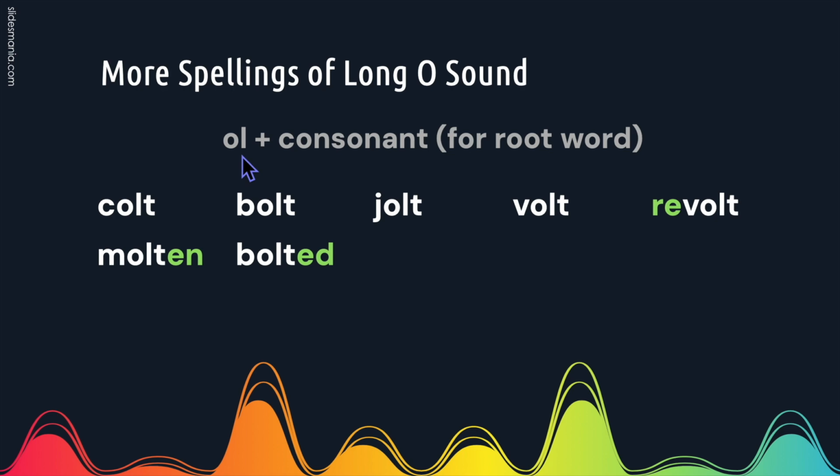If we have a root word, meaning the end of a word before any suffixes are added, and it ends with OL plus another consonant, it will usually have the long O sound, like in colt, bolt, jolt, volt. Here we've added the prefix re to the word volt, revolt. Here we've added the suffix en to molt, to make it molten. And here we've added the suffix ed to bolt, to make the word bolted.